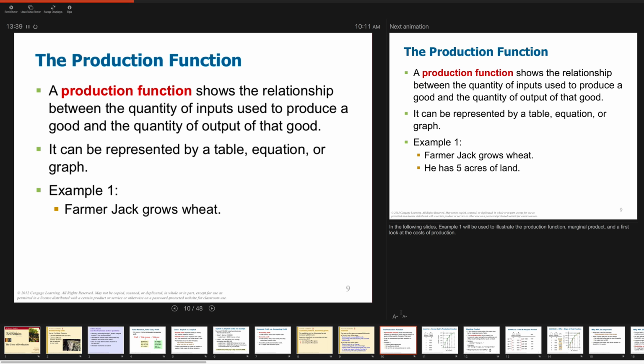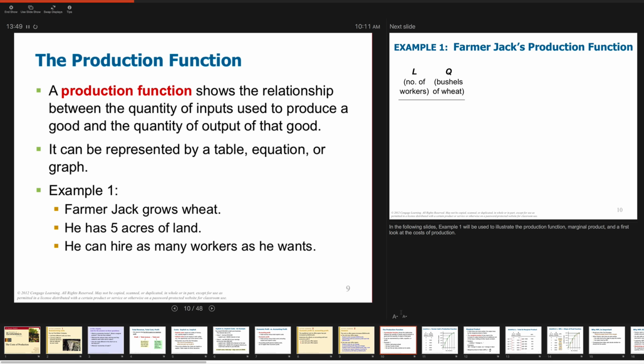We have a farmer who grows wheat. Farmer Jack grows wheat on 5 acres of land. And he can hire as many workers as he wants.